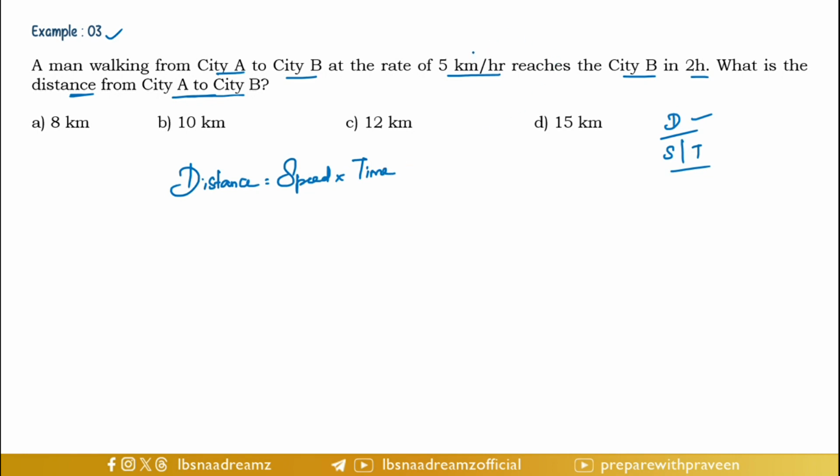Here all the values are given in kilometer per hour and kilometer. So just apply the values. Speed is equal to 5 into time 2 hours. 10 kilometer. So the answer is option B, 10 kilometer. Okay. Now you understood, right? How to apply the formula and find speed, time and distance. Right? Let us see the next example.